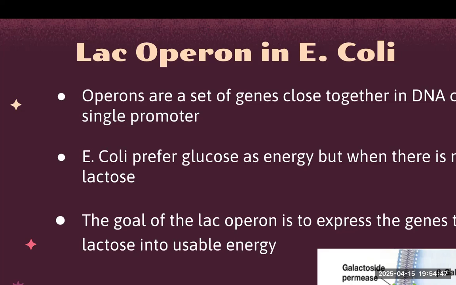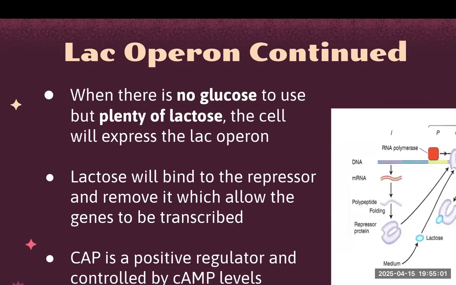You don't need to know the specifics, but just think lactose they can't use like that. That's why we have the lac operon, for it to break and be able to be turned into energy that they can use. Okay. So like we talked about, when there's no glucose, which is their main energy, but plenty of lactose, the cell is expressing the genes in the lac operon.